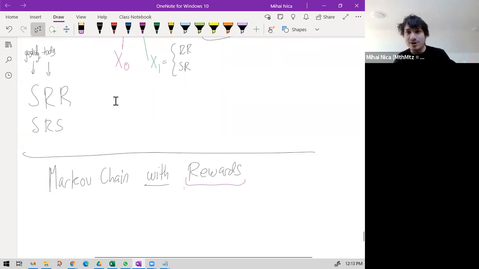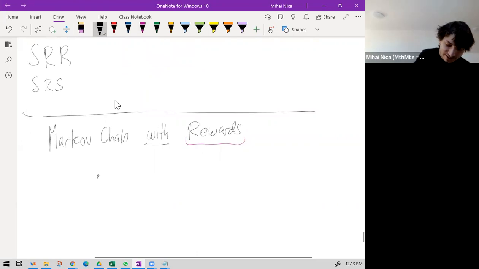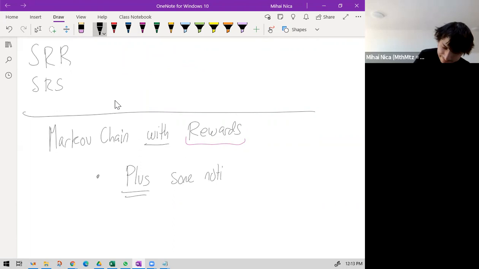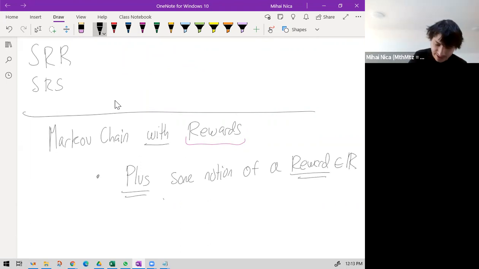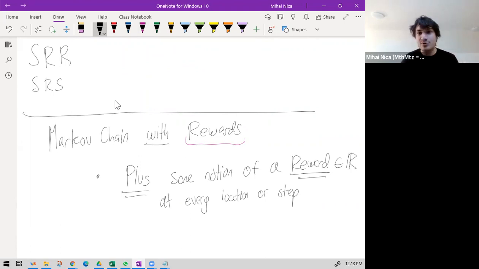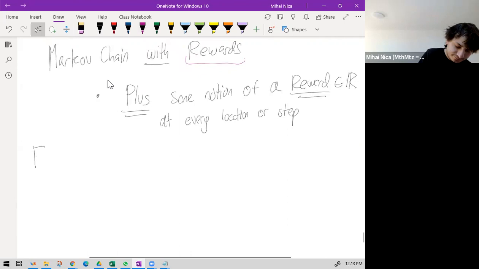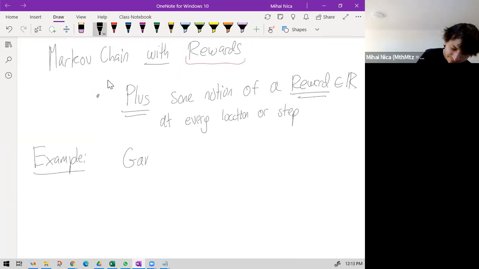So a Markov chain with rewards is just a Markov chain plus some notion of a reward. And a reward is a real number, could be positive or negative, at every location or step. And so I'll give you the best example. And this is called the gambler's ruin problem.